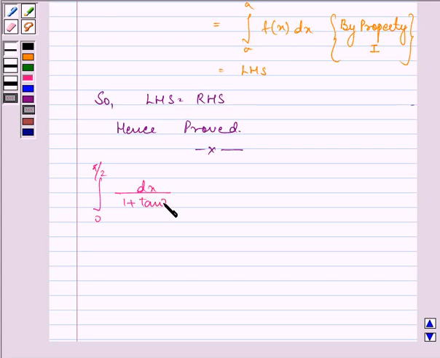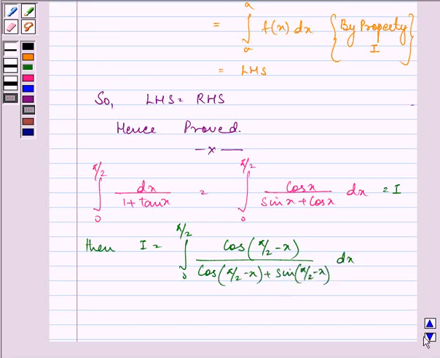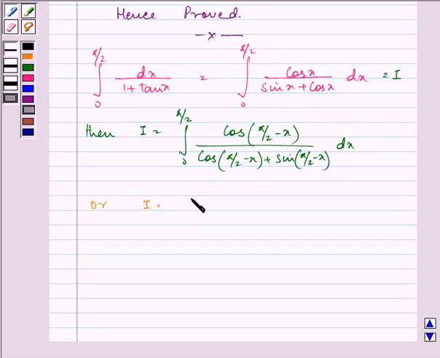Now here, when tan x is written as sin x upon cos x, it becomes integral 0 to pi by 2 cos x upon sin x plus cos x dx, right? Let this be equal to I. Then I is equal to integral 0 to pi by 2, we can write it as cos(pi by 2 minus x) upon cos(pi by 2 minus x) plus sin(pi by 2 minus x) dx, right? We know that cos(pi by 2 minus x) is sin x, and sin(pi by 2 minus x) is again cos x, so it is sin x upon sin x plus cos x dx. Let this be the first equation, this be the second equation.